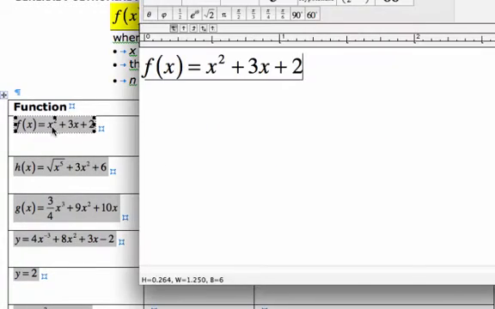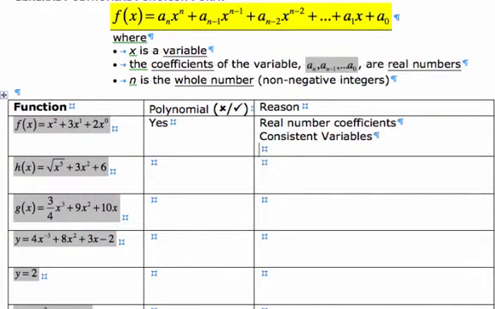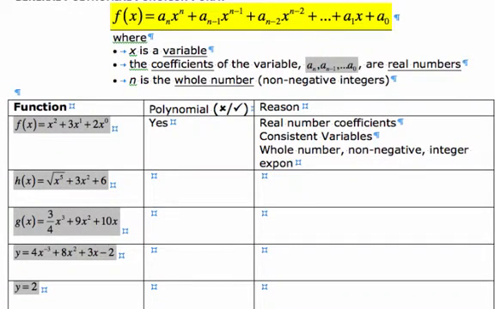Specifically, here we have x squared plus 3x. This second x has an exponent of 1. And I want to identify this last term, this constant term. Really, it also has a variable x, but that x is to the exponent 0. Keeping that in mind with our constant terms, we can see that all of our exponents are whole numbers and non-negative. So: whole number, non-negative integer exponent. Those are the 3 criteria. We're going to continue on with the other 5 functions and determine whether they also meet these criteria.